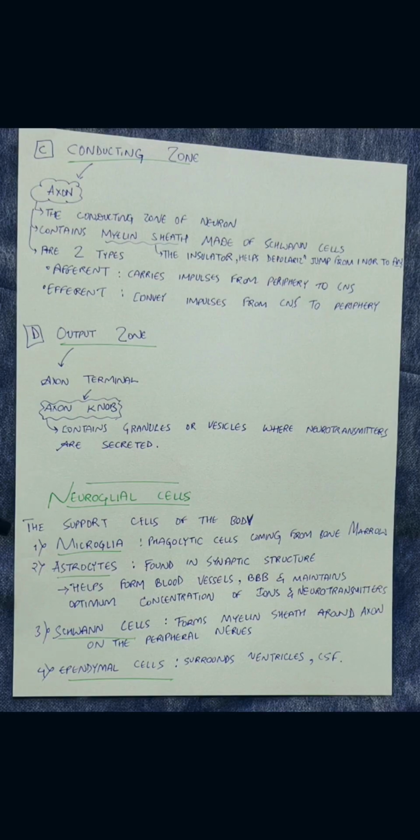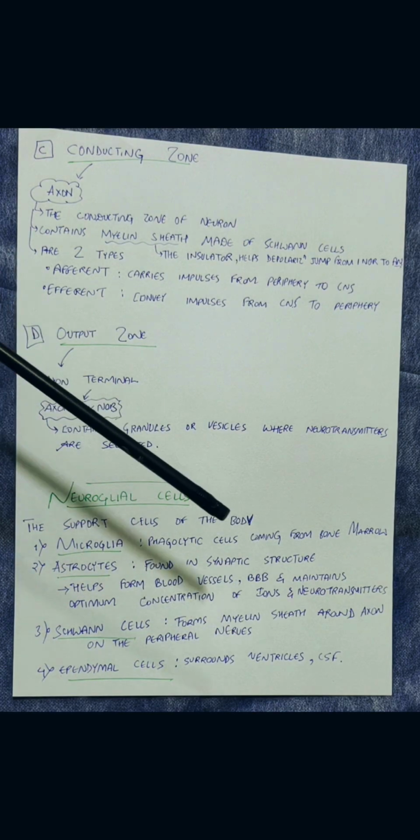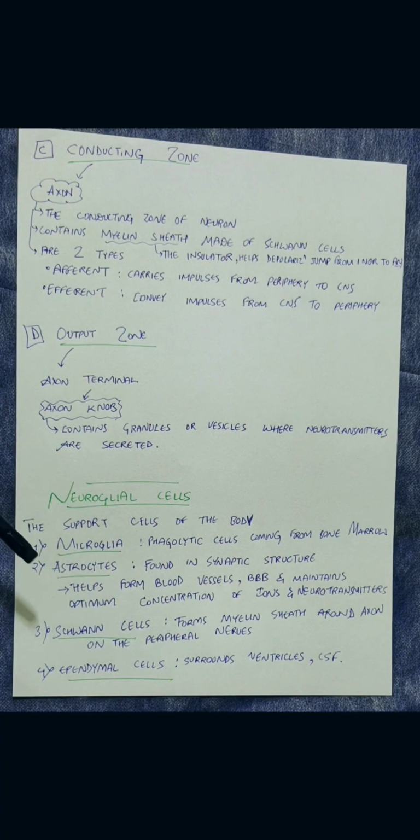There are neuroglial cells. These are the support cells of the body. And we have microglia, that are the phagocytic cells coming from the bone marrow. There are astrocytes found in the synaptic structure that help form the blood vessels, the blood-brain barrier, and maintain optimum concentration of ions and the neurotransmitters. The Schwann cells form the myelin sheath around the axon on the peripheral nerves, as you saw. There are ependymal cells that surround the ventricles and the CSF.